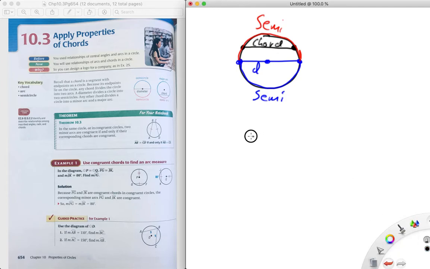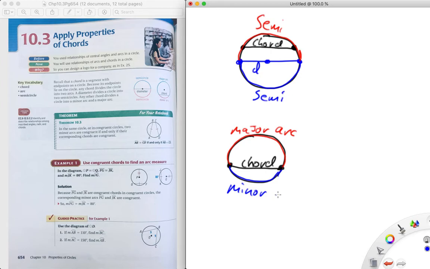However, if we have a regular old dandy chord, a chord would break a circle up into major and minor arcs. We would have a major arc over here, greater than 180 degrees. And we have a minor arc down here, less than 180 degrees.